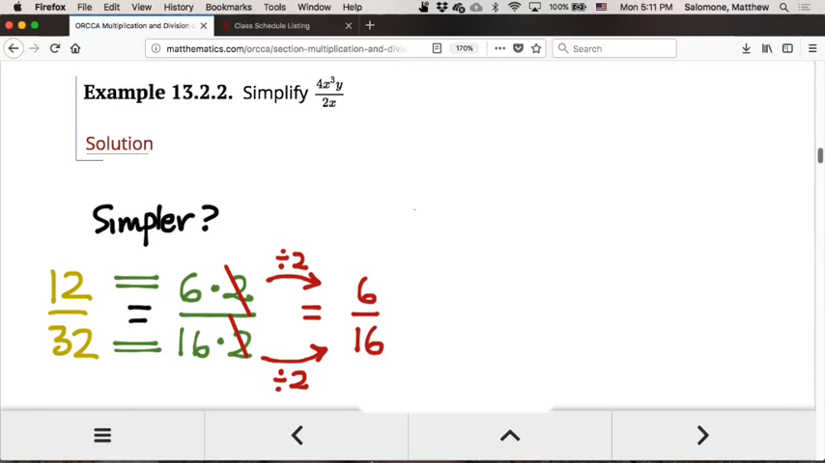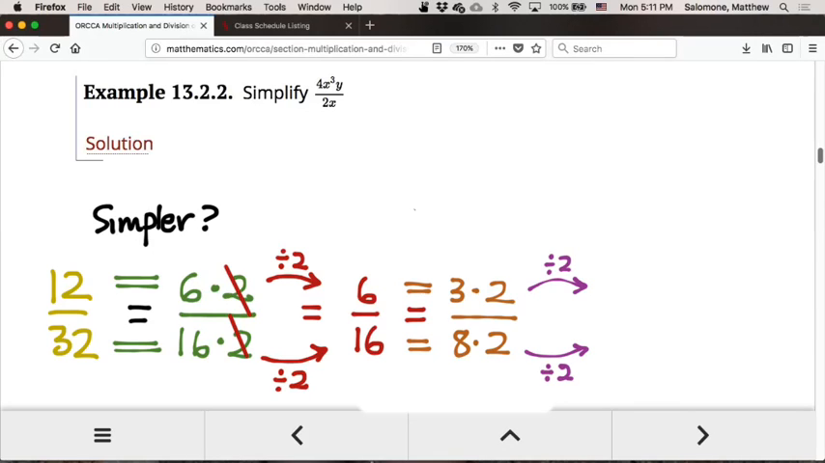And then conceivably, the process could continue. What about 6 over 16? What can we say about that? Yes, exactly. Because again, 6 and 16 both have this common factor of 2. 6 is 3 times 2. 16 is 8 times 2. And therefore, again, we can divide the numerator and denominator by 2. And what ends up happening if I divide the numerator and denominator by 2 is that those 2's cancel away. Gone, gone. And we therefore arrive at a still simpler fraction. Has the same value as the one we started with, but which is expressed using smaller integers.